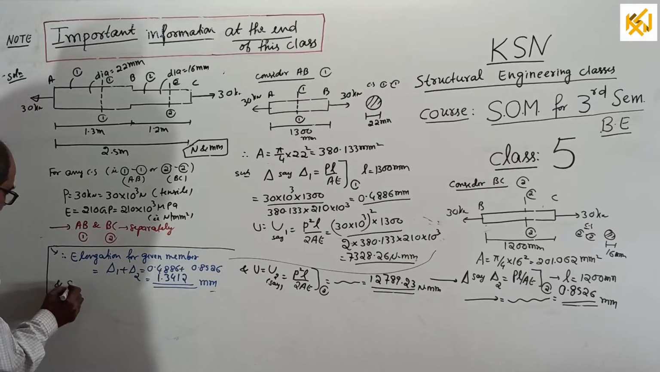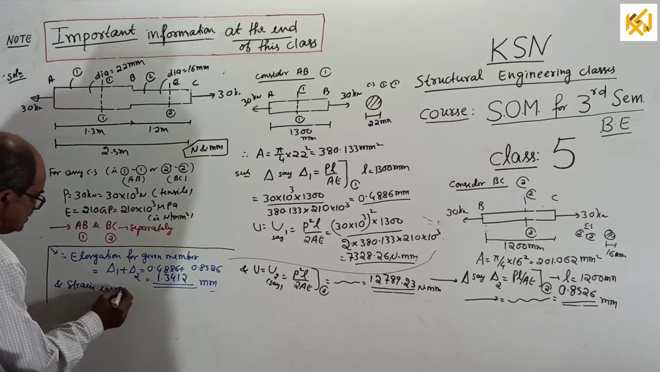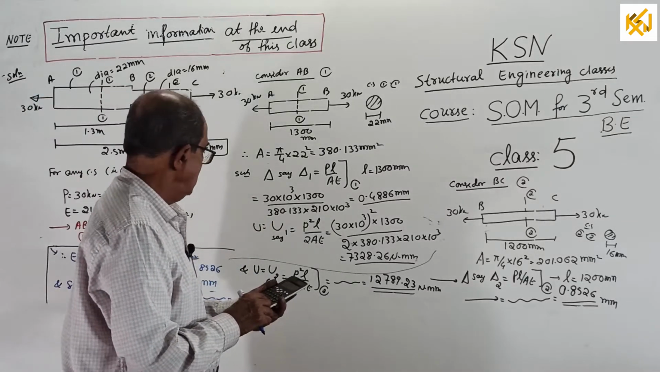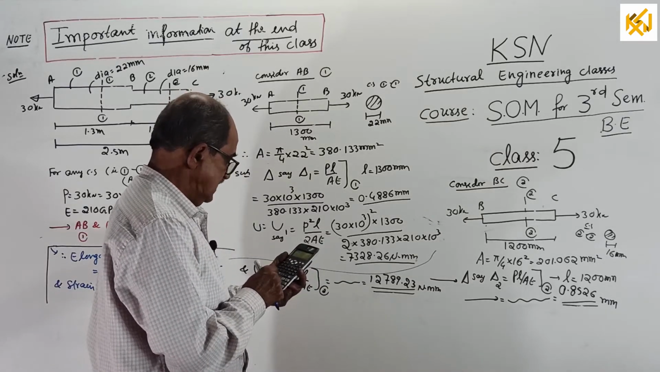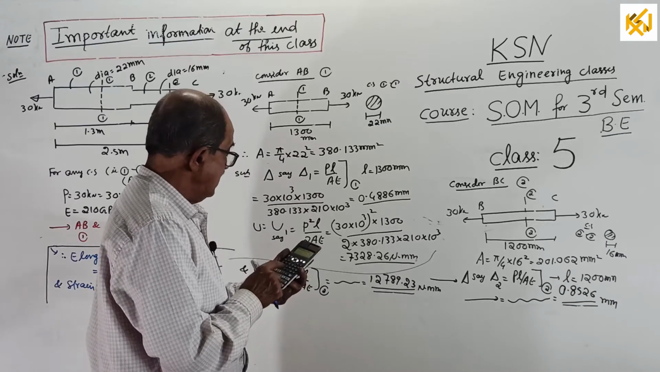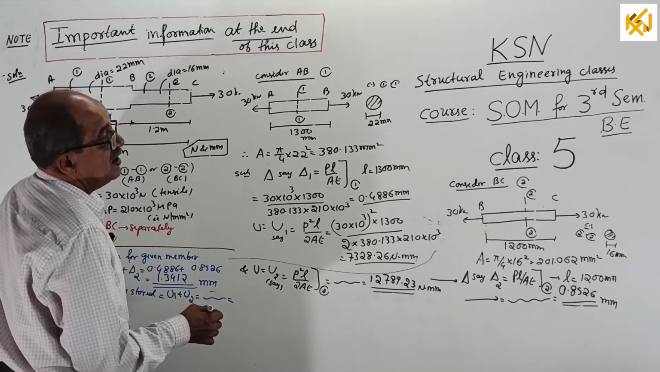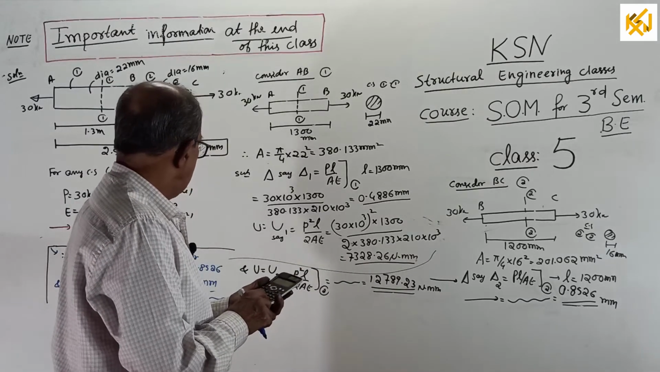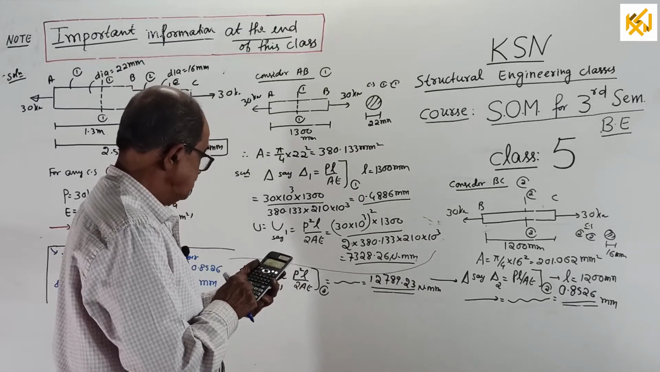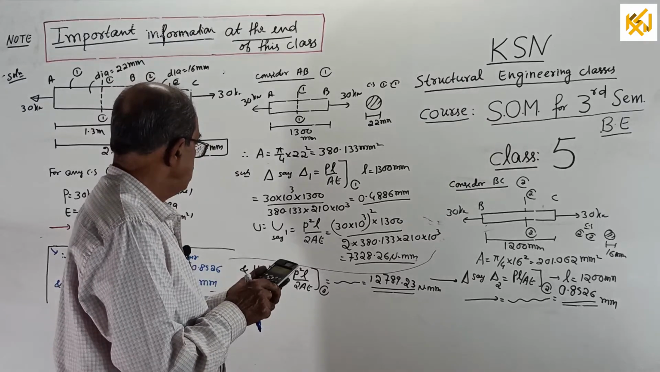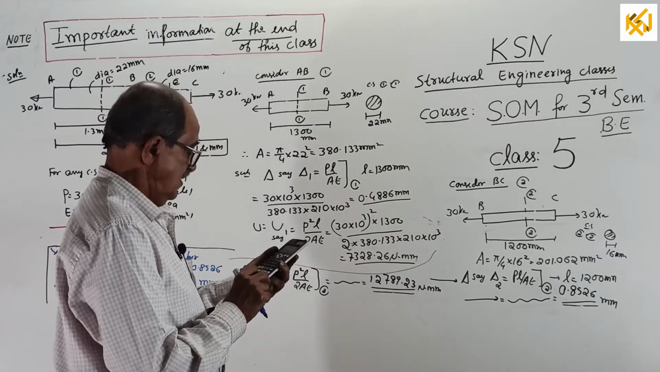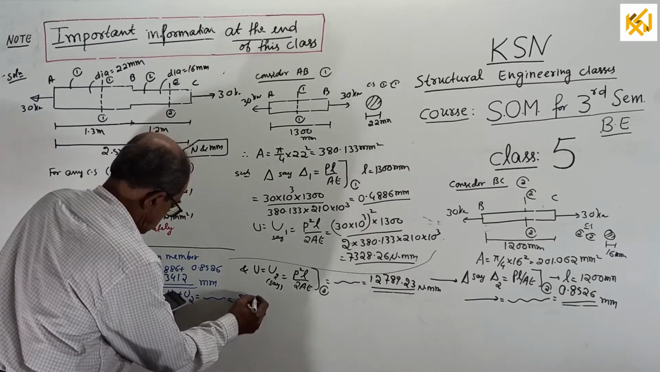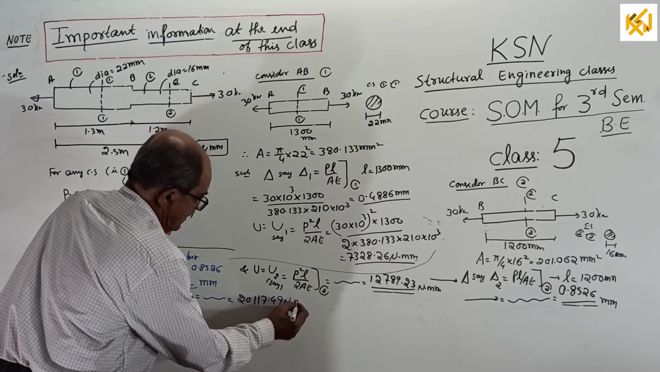Okay, now the strain energy stored in total. The strain energy stored equals U1 plus U2. This time substitute. U1 is 7328.26 plus the other one, 12789.23, is 20117. Let me check the answer. I got a doubt, 7326? No, not 7328, it's correct. 7328.26 plus 12789.23 is 20117.49 Newton millimeter. I will apply a check now. If wrong, I will find out now.